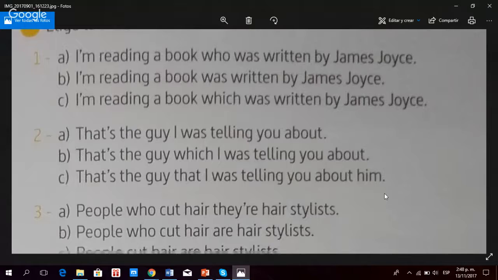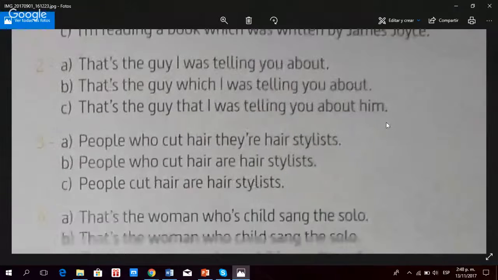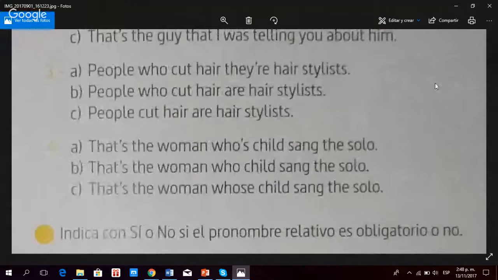The third is: people who could hair their stylist. People who could hair are hairstylists. I think it's B. People who could hair are hairstylists. I think it's right or it's wrong.